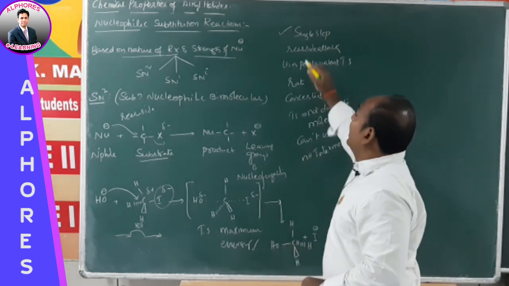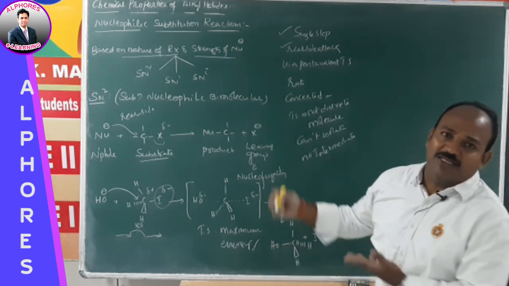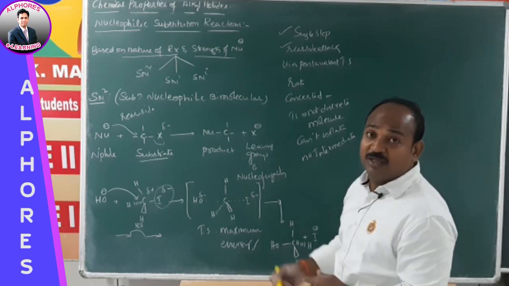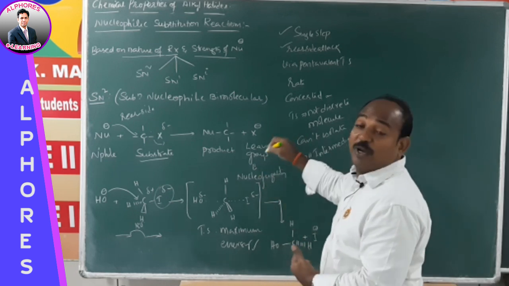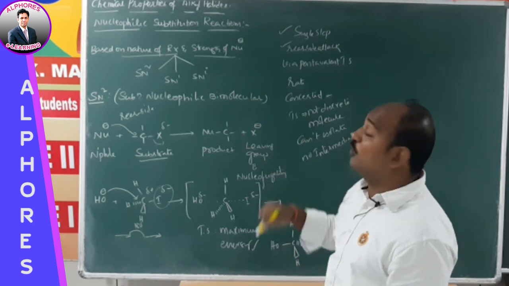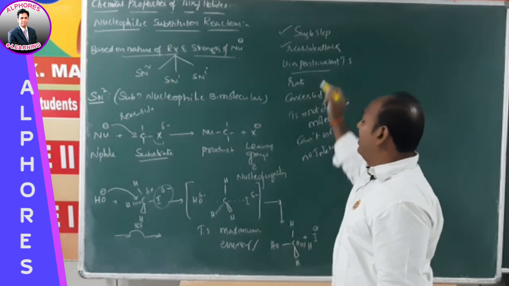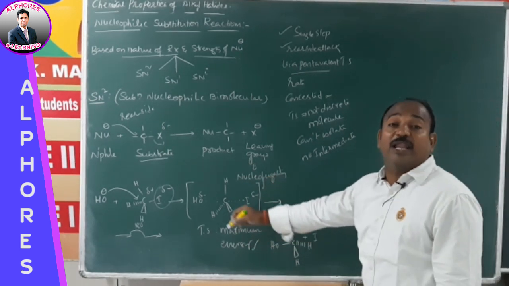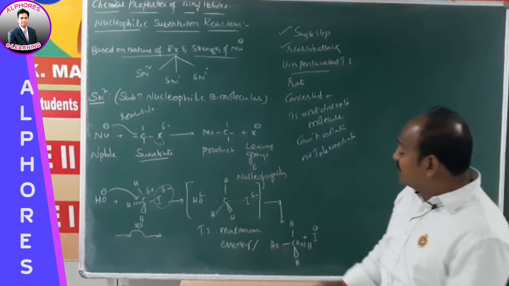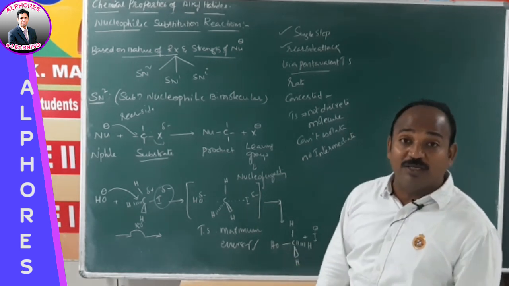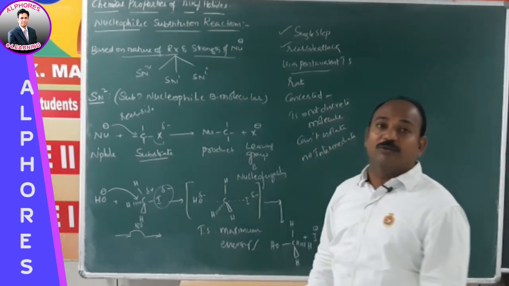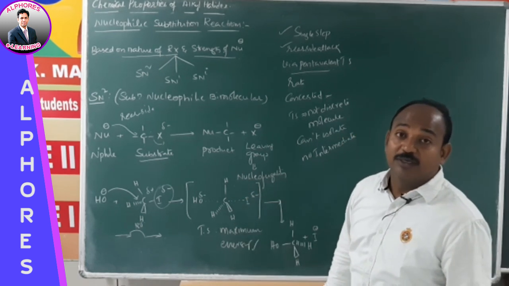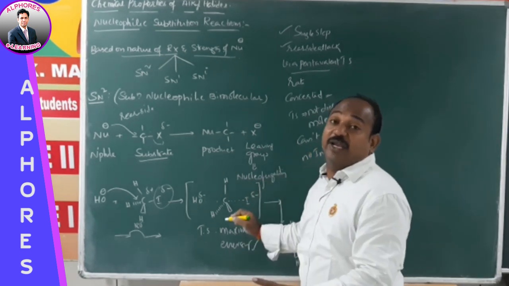And rear side attacking, yes, back side attacking. That we already discussed. Why rear side attacking? To minimize the repulsion between the leaving group and the attacking or approaching nucleophile. Via a pentavalent transition state. Yes, here a pentavalent transition state. Five bonds are there around carbon. So how, sir? Carbon has a maximum of only 4 bonds, but you wrote 5 bonds here. No, this is a transition state. This is not the product. So this is a transition state. Okay.